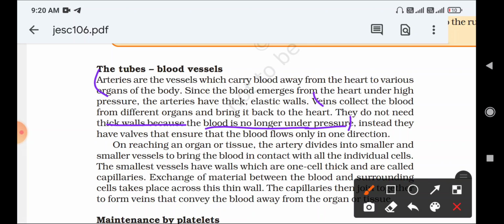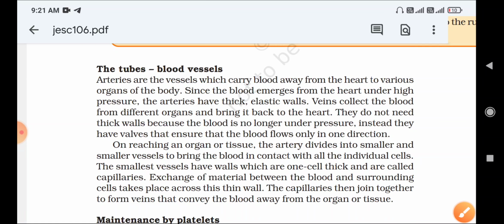So why arteries have thicker elastic walls, that much you write, right? And veins have thinner walls, that much. These types of questions come here. Why veins have thinner walls may be asked. Otherwise, why veins do not have thicker elastic walls? Both questions may be asked. The answer is the same; from this point you have to write. Both are very important questions. Practice it once.